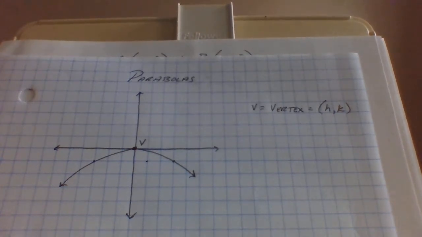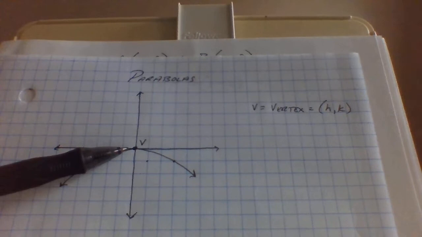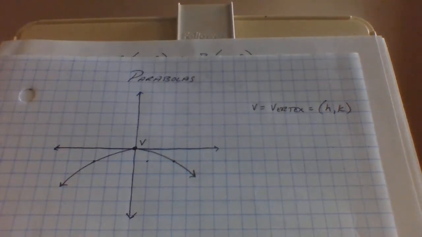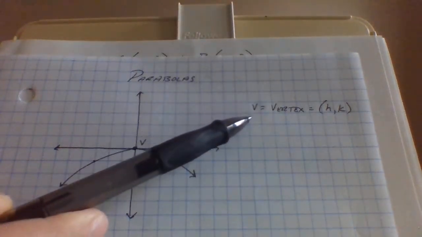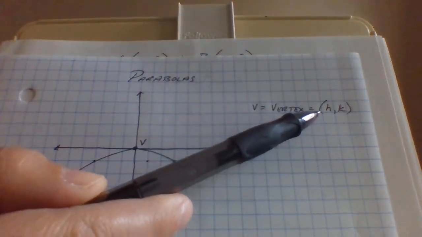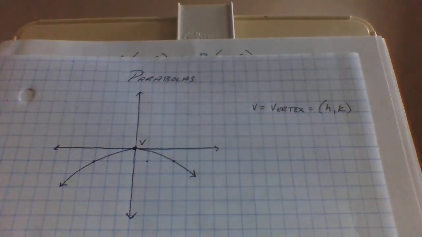One of the pieces that we're going to be looking at is the vertex of our parabola. For right now, I'm going to go ahead and let that vertex be at the origin in this image. I'm going to let V represent my vertex, and keep in mind the vertex is going to be given the coordinates (h, k). h is going to represent the x value of that vertex, and k will represent the y value of that vertex.